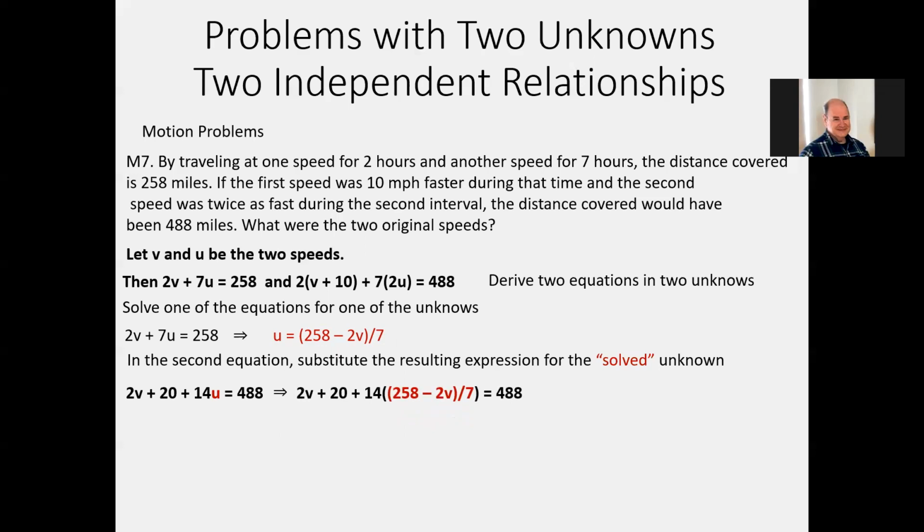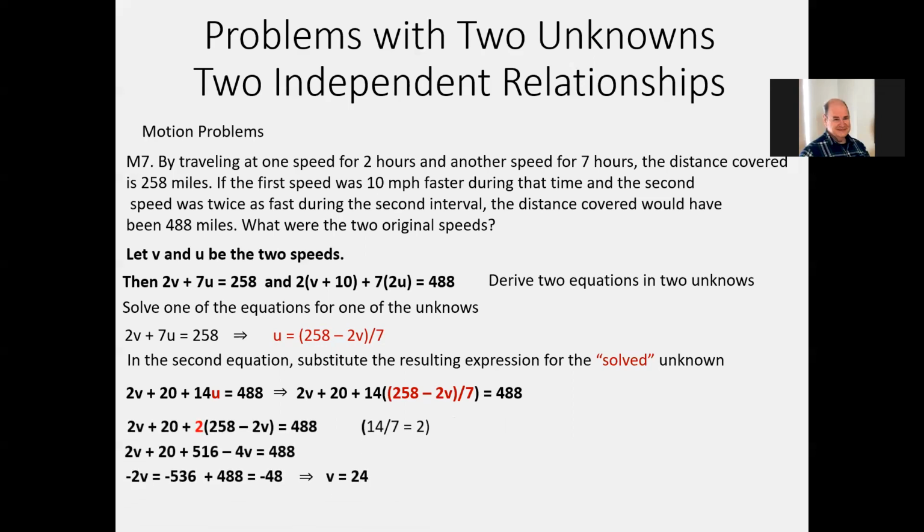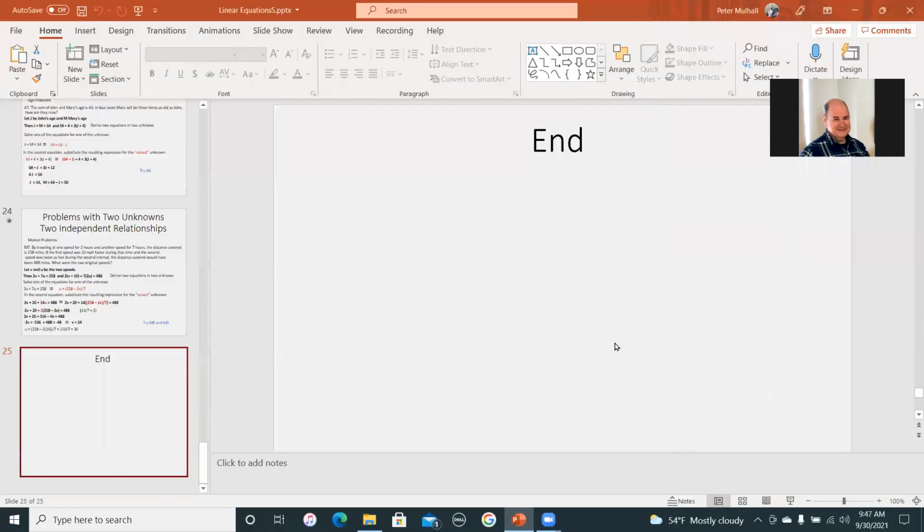Look at that, you got 14 over 7. It's only 14 over 7. Simplifies to just a 2 outside, and following your nose, we'll get V is equal to 24. And going back to the equation that isolated U, it calculated to be 30. Okay, so that's where we are.